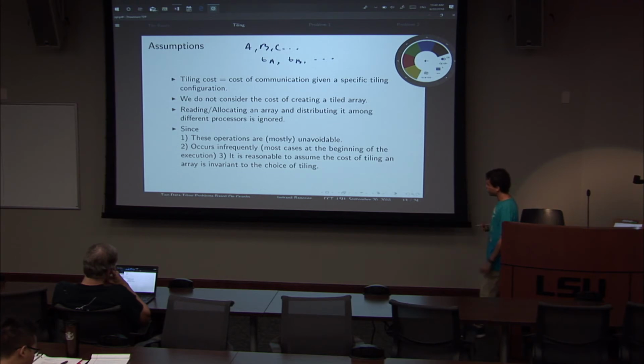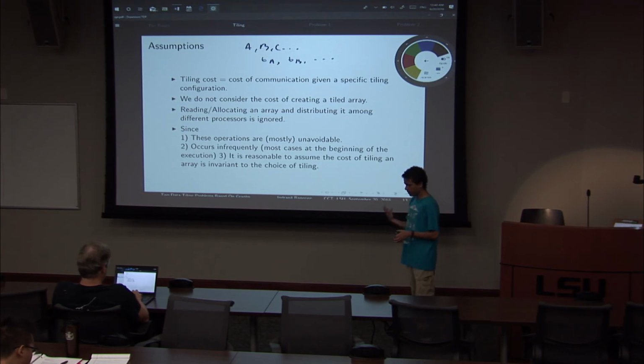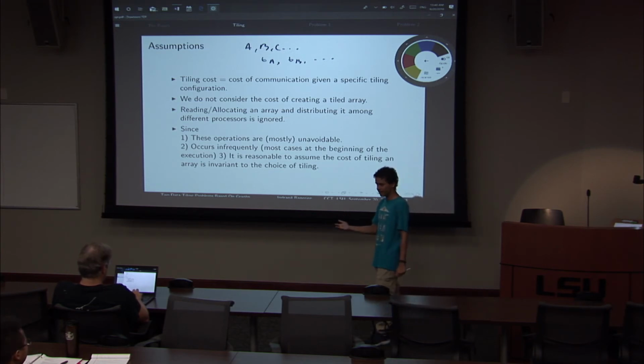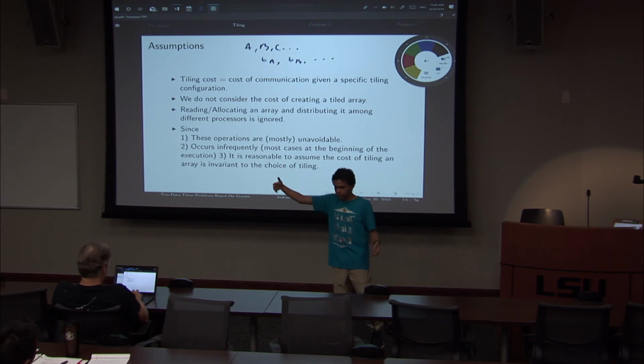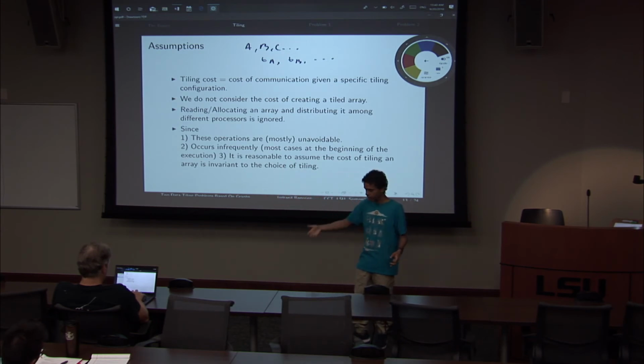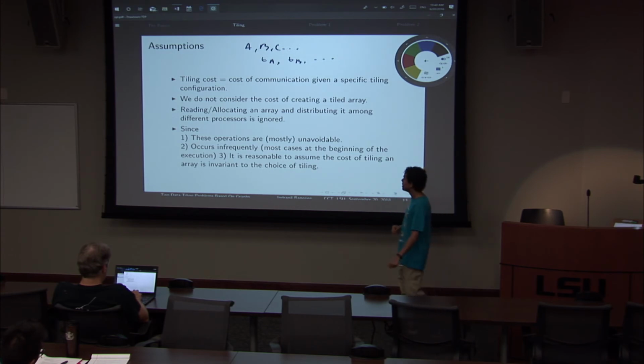We do not, however, consider the cost of creating a tiled array, because that's more of an allocation problem. Because if a matrix needs to be tiled, then you have to do what you have to do to tile it and partition it and distribute it, right? It's more of an architecture thing. It's not an optimization problem. What about retiling necessary? That's a good question. I'll talk about it later.